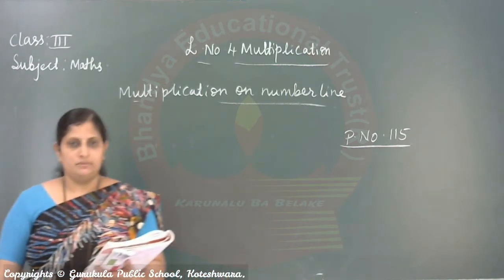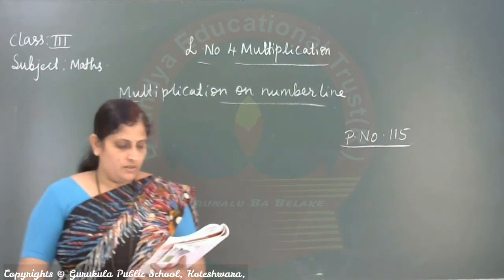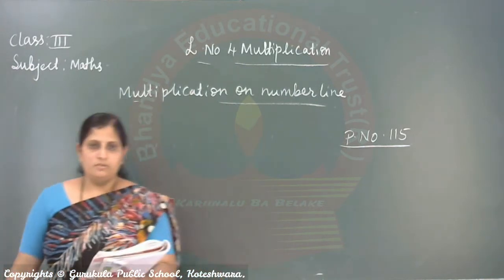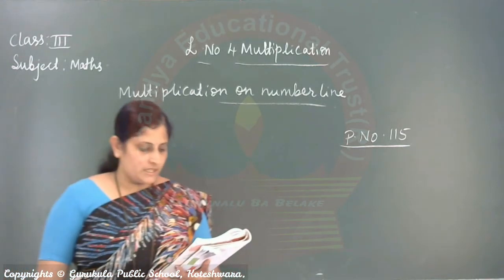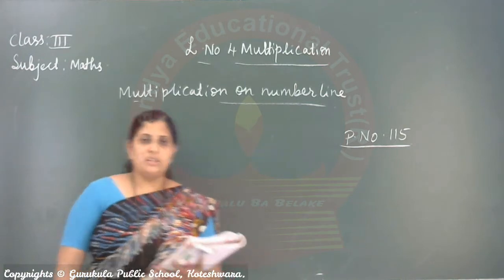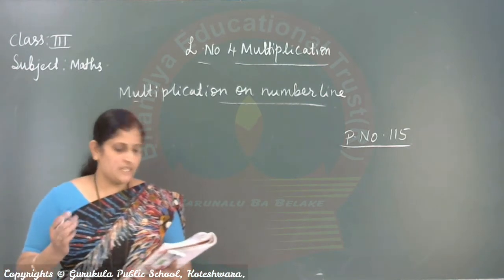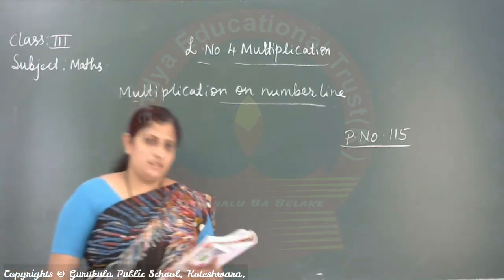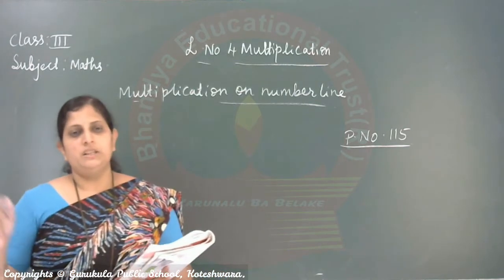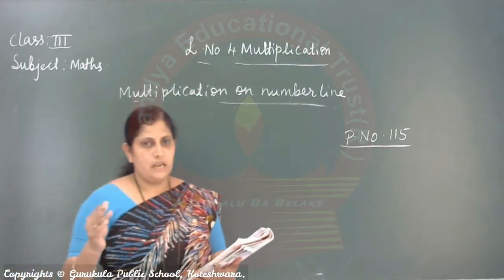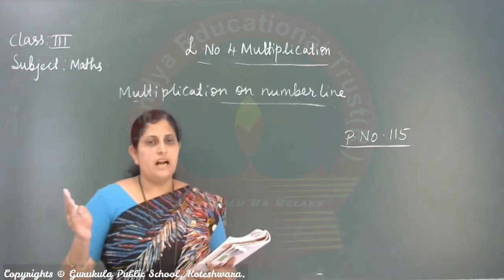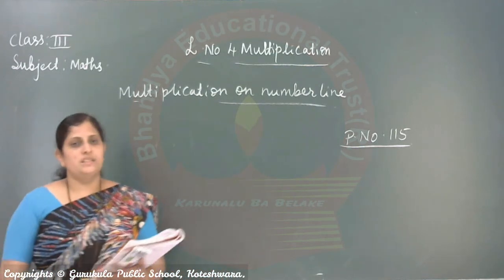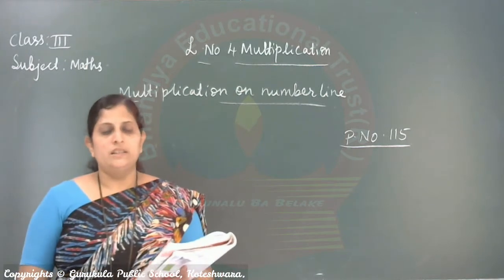Now next, the second one. 0 to 20 is given there. First jump is 0 to 3, 3 to 6, 6 to 9, 9 to 12. 0 to 3 means how many steps? 3 steps. How many jumps have they taken? 4 jumps. Count first how many jumps? 4 jumps. How many steps? 3 steps. So 4 threes are correct. 4 threes are 12. It will reach 12. In this way you complete the third one and fourth one.